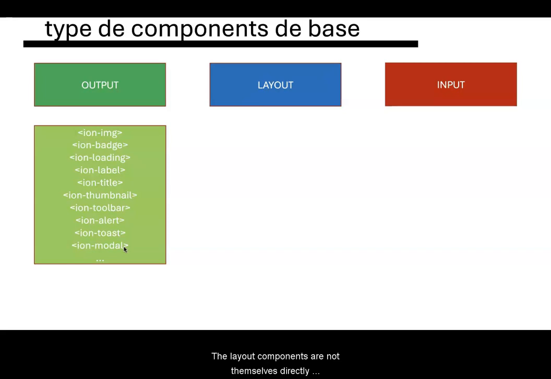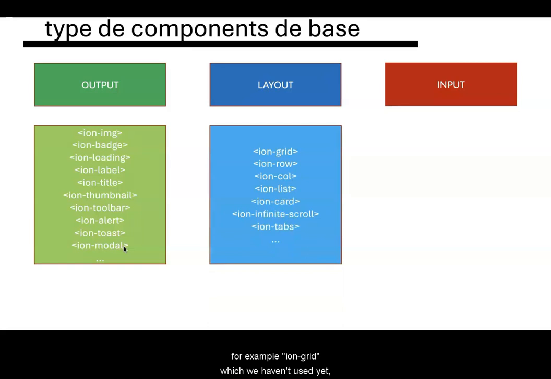The layout components are not themselves directly visible, but their effect is visible because they basically allow us to structure the content. For example, ion-grid, which we haven't used yet, but we will use, ion-list, ion-tabs. So basically, those components that sometimes also have their visible parts like ion-card, but that are also important for grouping elements, ordering the elements in a certain way.